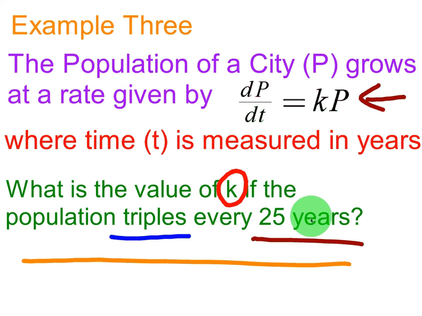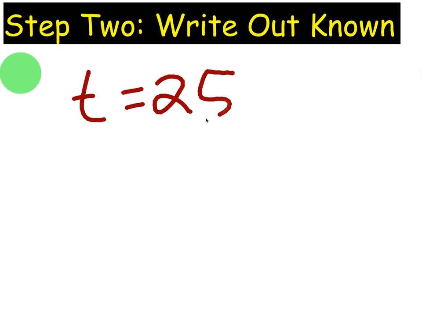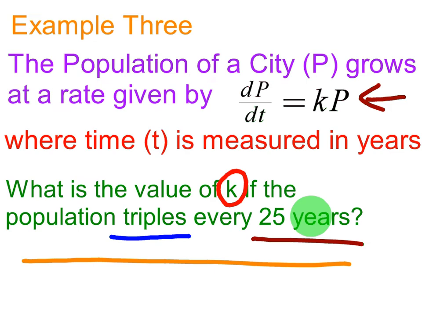So let's go ahead and write out what we know. First part is the easiest. We know that t is equal to 25. So let's go ahead and write that out for the first thing that we know. The second part takes a little insight, but take note that if the population triples every 25 years, then we can write the following.